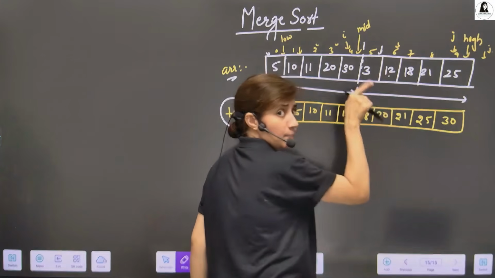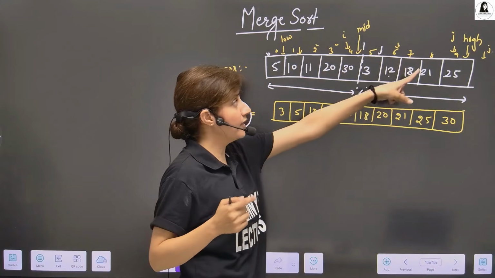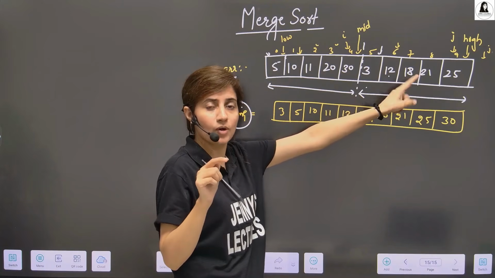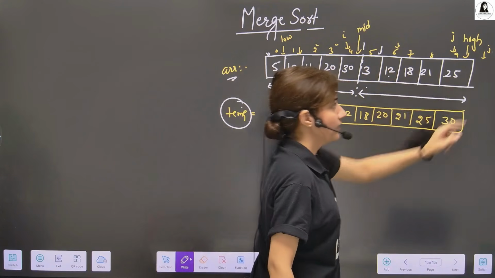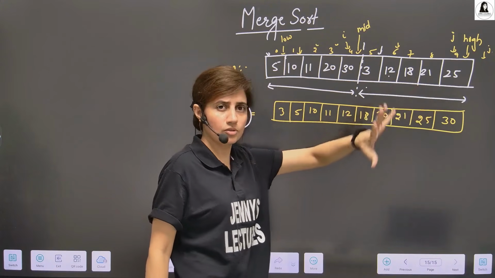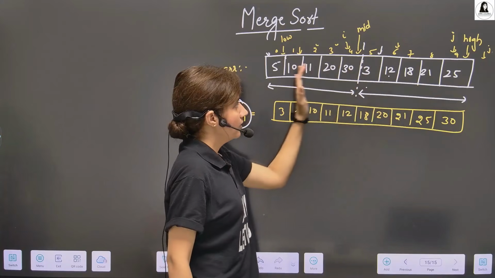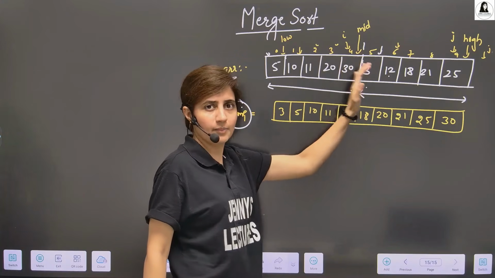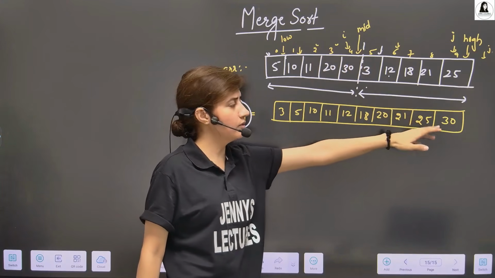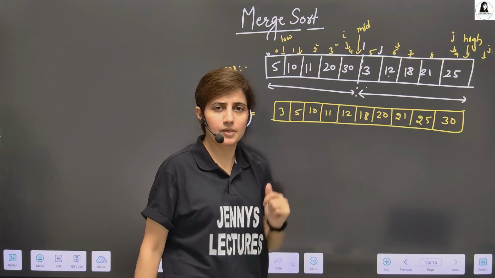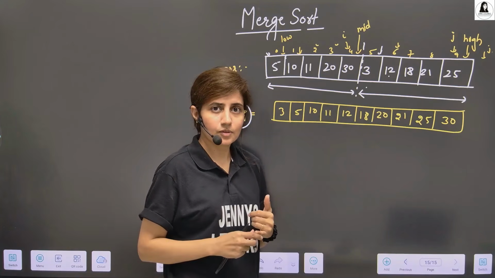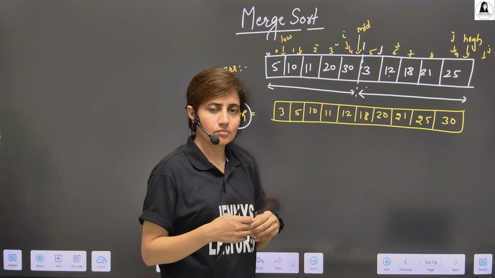And j from mid plus 1 to high. We start from mid plus 1 until high. Till j less than equal to high, we keep repeating. Once j is greater than high, this means this list is exhausted, stop. Now whatever list the remaining elements are in, just copy all the elements into the temp array. This is how we merge.